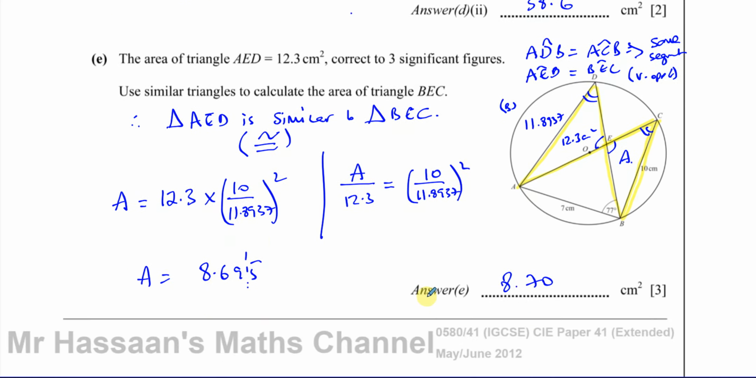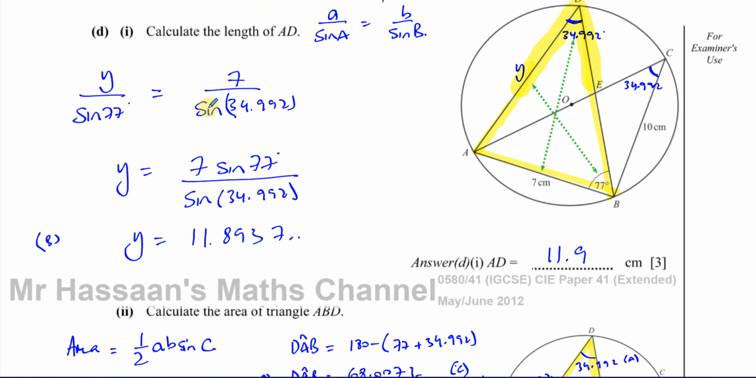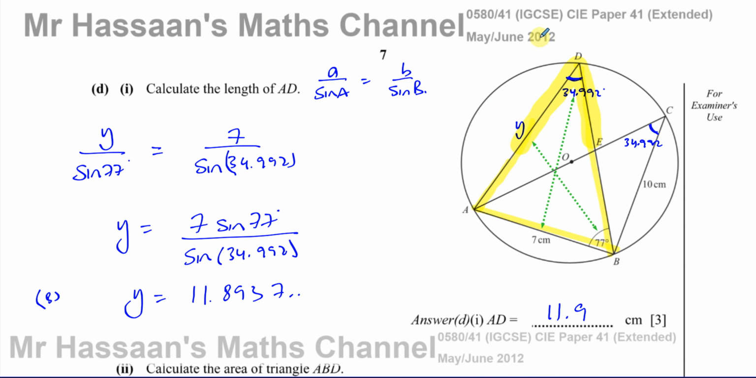And that completes this question. I think that's it for this question. Yes, that's up to number 4. So that completes question number 4 from the May-June 2012 paper 4 variant 1 Cambridge 0580.